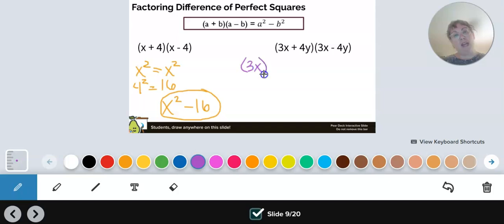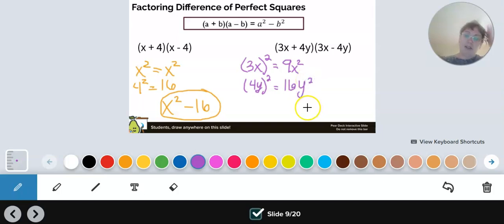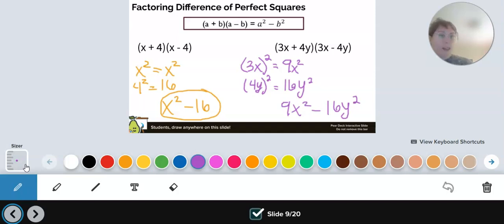On the right, we have a 3x, and we're going to square that. 3 squared is 9, and then we have an x squared. And our second term is a 4y squared. 4 squared is 16, and then we have a y squared. So this is just going to be simplified to 9x squared minus 16y squared. Perfect. That is the difference of perfect squares. So that's our first big pattern that we're looking at this week.